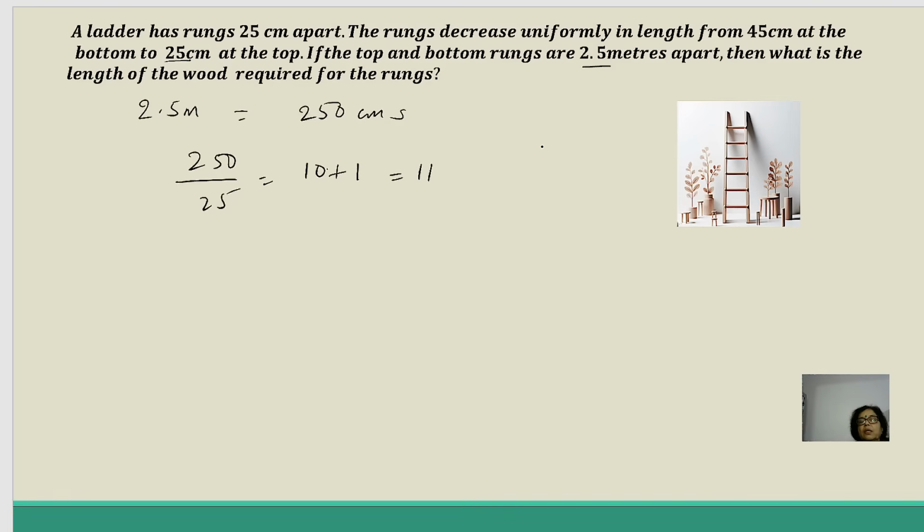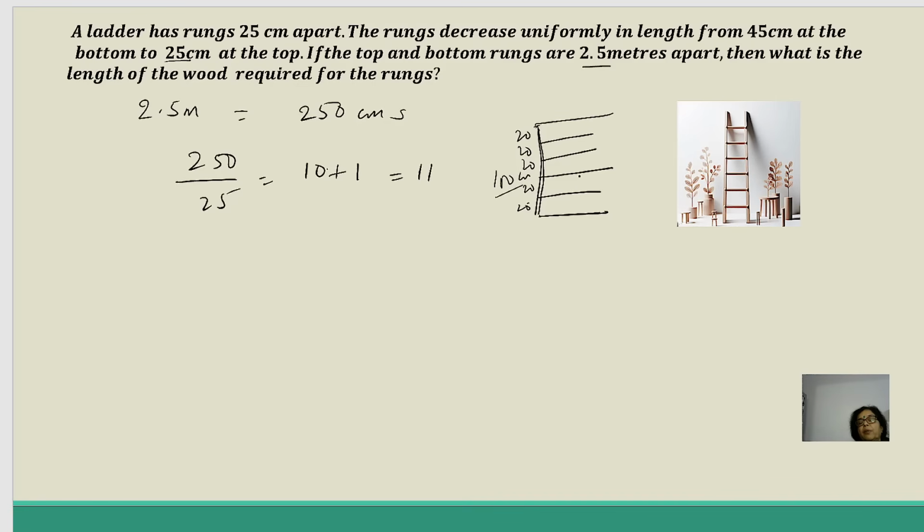Because let's take an example to understand this. Supposing the vertical distance is 100 centimeters, and after every 20 centimeters we are positioning the rungs. So one will be over here, the second one after 20 centimeters will be here, the third one after 20 will be here, and then the fourth one after 20, then the fifth one, and then the sixth one.